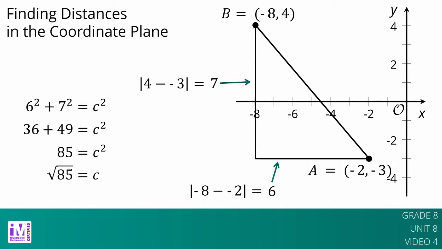So C is the square root of 85. This length is a little longer than 9, since 85 is a little longer than 81. Using a calculator gives a more precise answer. The square root of 85 is approximately 9.22.